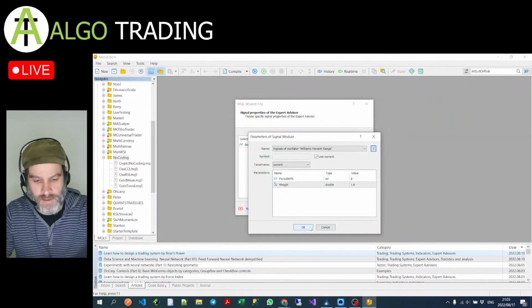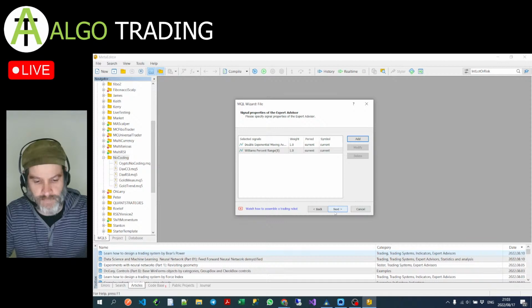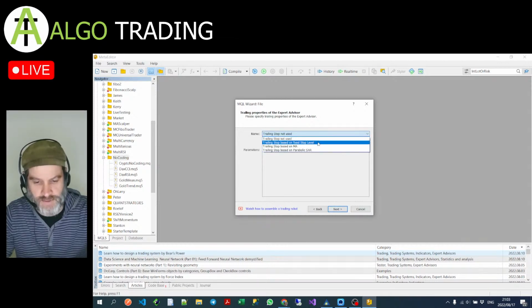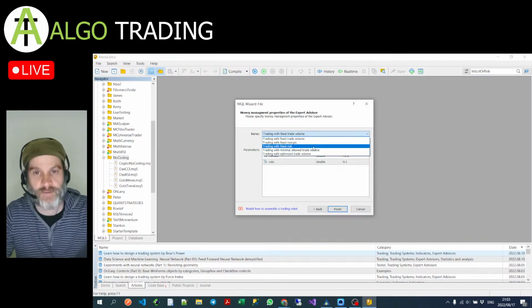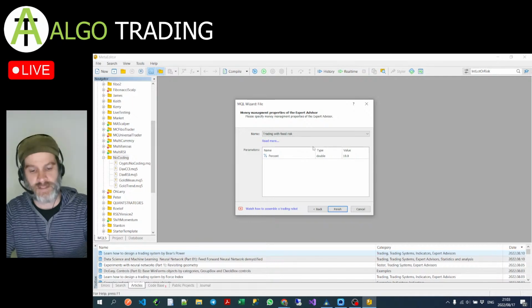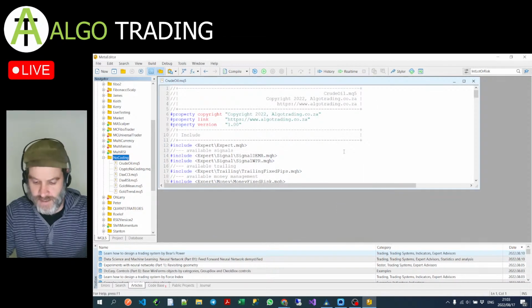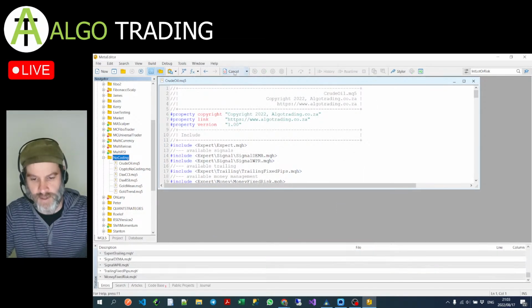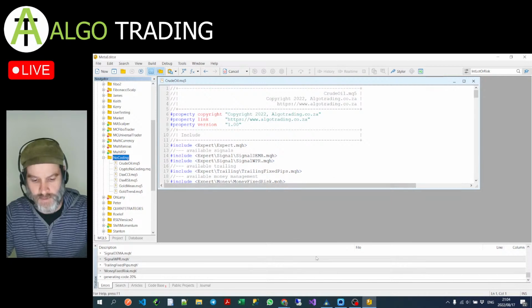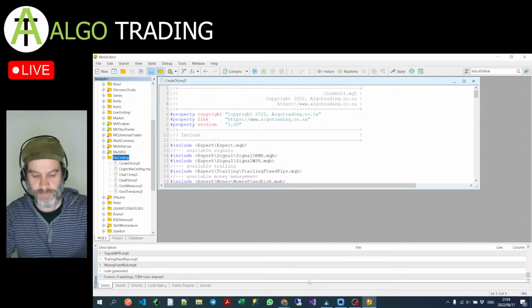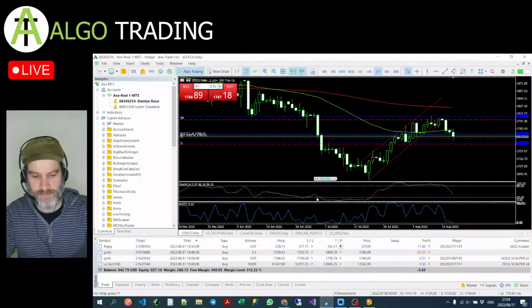Alright. We say OK. Next, we want a trailing stop based on fixed stop levels. Go next, and we want trading with fixed risk. So trading with fixed risk is we're risking a certain percentage of our capital per each trade. And we'll finish that. There's our EA done. We save, we compile. Compiling done, no errors. Let's go to our tester.